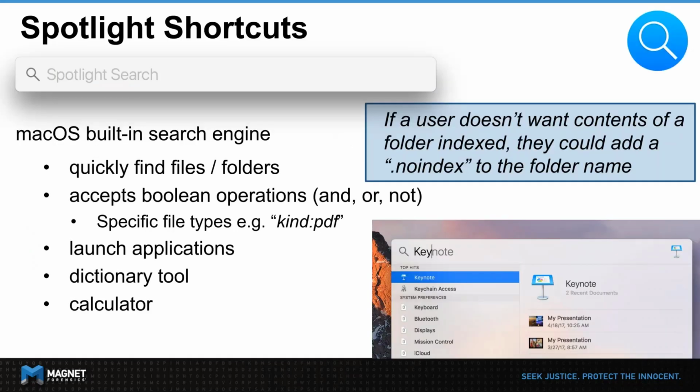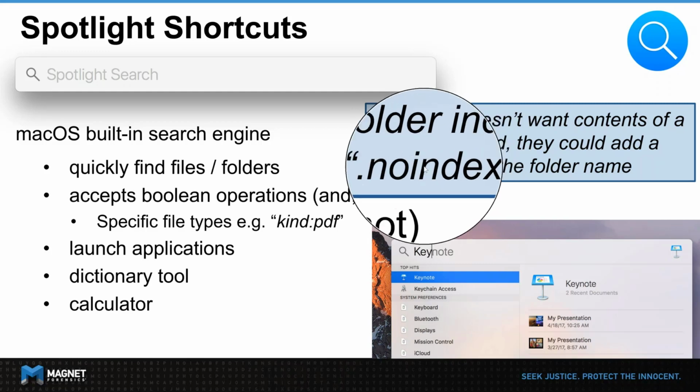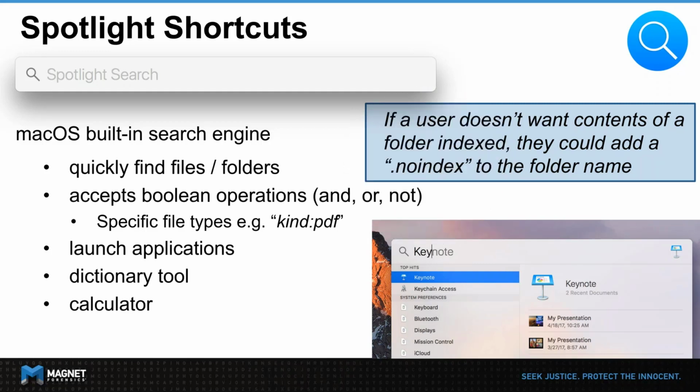Spotlight shortcuts, very quickly, this is kind of the macOS built-in search engine that allows people to launch applications, look up specific files and folders. If you see a folder that has a no index, I would start thinking you definitely have an advanced user. Essentially, if somebody adds that to a folder, it's not going to be indexed by Spotlight.